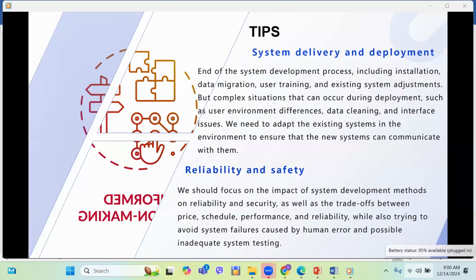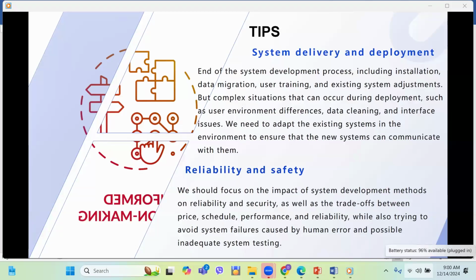This is the end of the system development process, including installation, data migration, user training, and existing system adjustments. But complex situations can occur during deployment, such as user environment differences, data cleaning, and interface issues. We need to adapt the existing systems in the environment to ensure that the new systems can communicate with them.